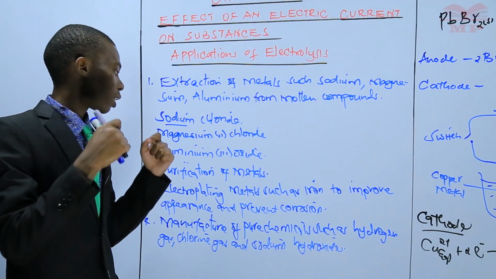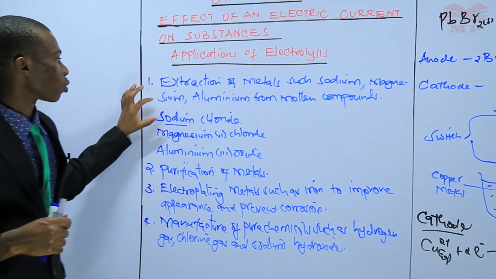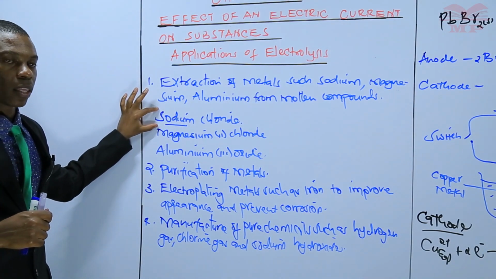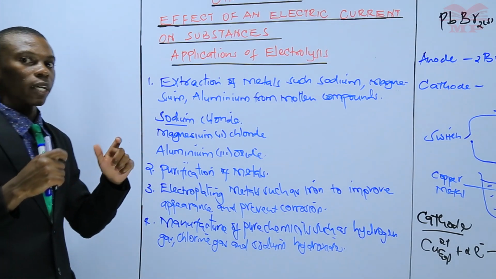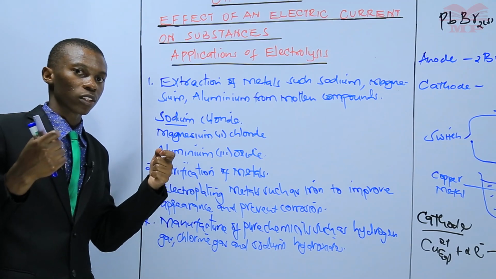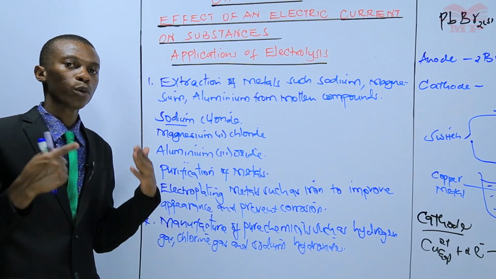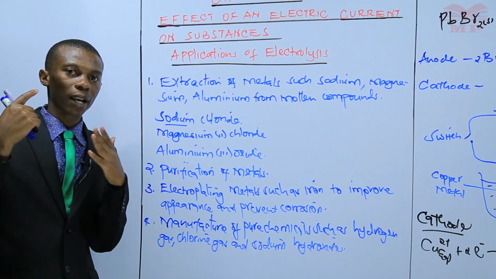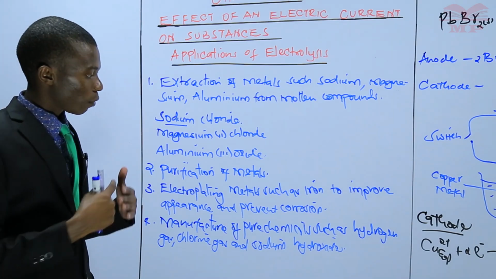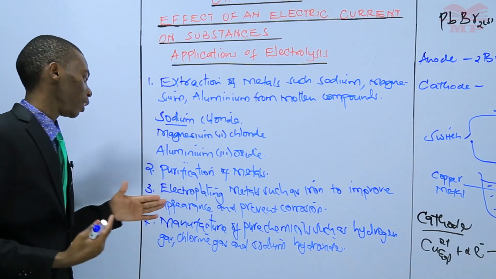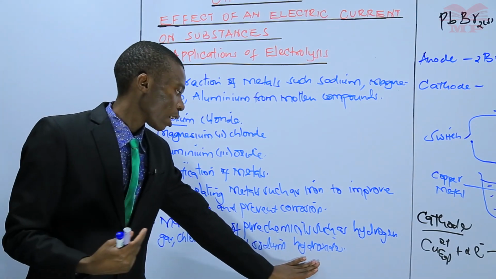Therefore, if you want to obtain pure chlorine from sodium chloride, then electrolysis again needs to be conducted so that you get chlorine alone from the sodium chloride. Therefore, manufacture of these pure chemicals also applies the knowledge of electrolysis. Therefore, you are able to obtain pure chlorine, pure hydrogen, and also pure sodium hydroxide.